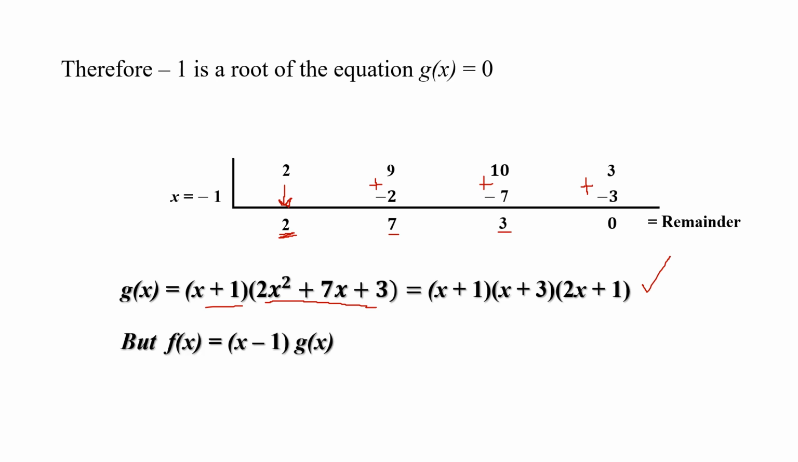Right, but f of x is equal to x minus 1 factor of g of x. But this is g of x. So we are now saying f of x is equal to x minus 1 factor of x plus 1 factor of x plus 3 factor of 2x plus 1. Then we have factorized completely.